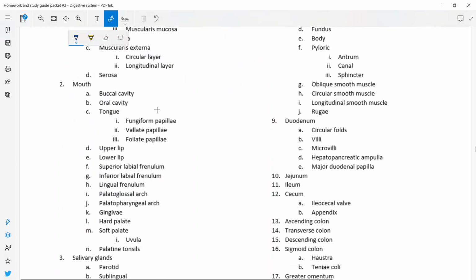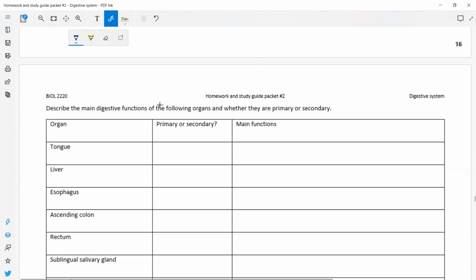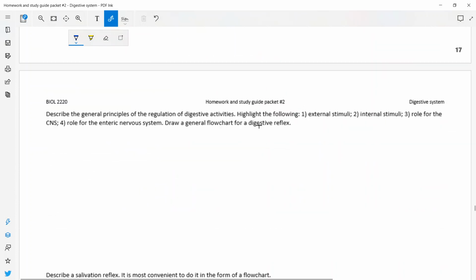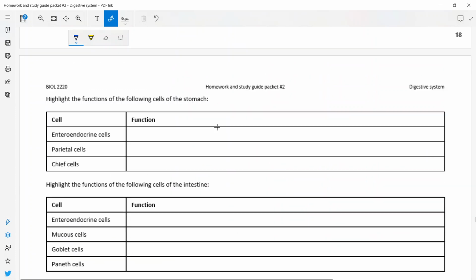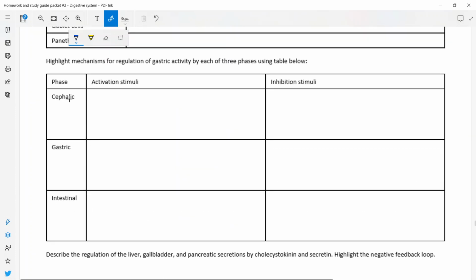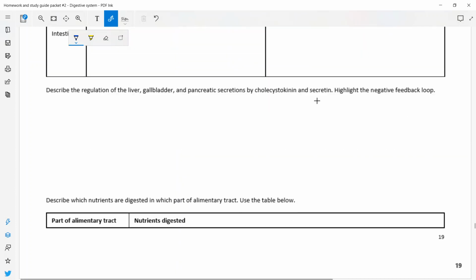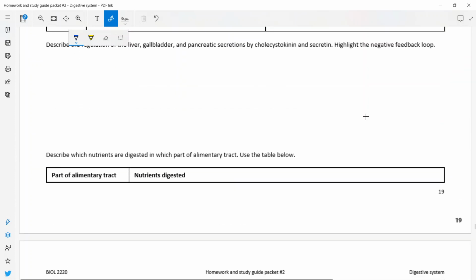So that's anatomy. I'm not going to go over anatomy, obviously. That is really useful: primary, secondary, and main functions. Description, I'm not going to ask you to describe it. It's useful, fill all this out. That's for the cephalic, gastric, and intestinal phases of digestion in the stomach. Nutrients that are digested in different parts of the alimentary tract.